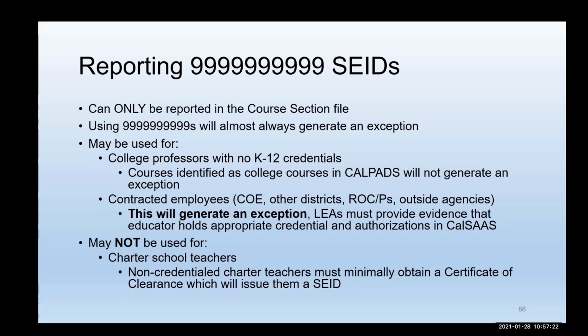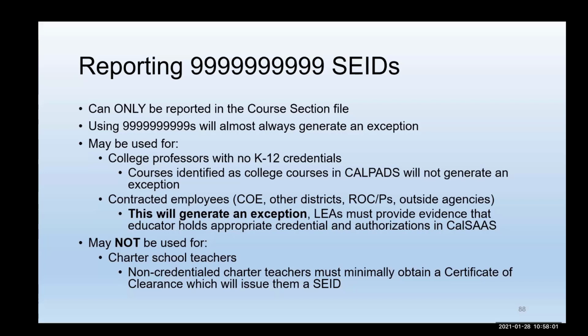So again, as long as you've appropriately identified the course as a college course and the SEID is a generic SEID of all 9s, then it will not generate an exception in CalSAS. However, all other instances of using that SEID of all 9s will generate an exception. So you have to be prepared to justify this assignment and determine this exception in CalSAS. You will have to provide your credential analysts information about that teacher and information that they're appropriately authorized, if they are.